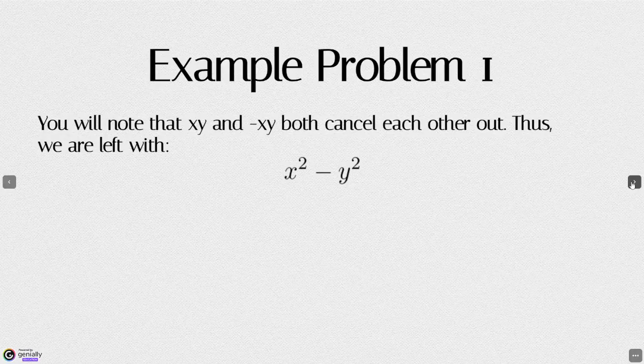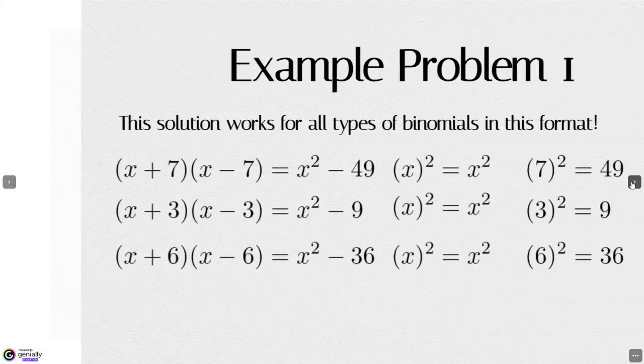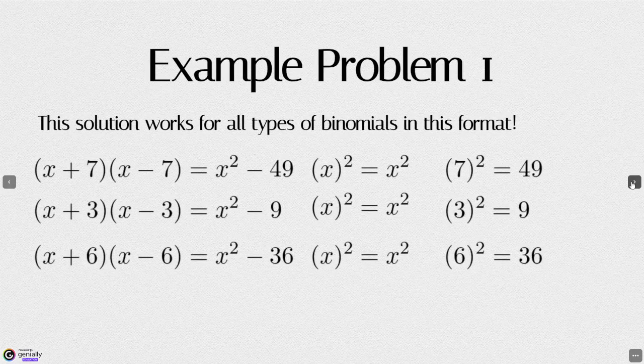Now note, this pattern works for all versions of a perfect square pattern. In other words, you will see that no matter what we input for our values, whether it be x plus 7, x minus 7, x plus 3, x minus 3, x plus 6, x minus 6, we are always left with the answer of x squared minus y squared, or, in these cases, x squared minus 49, x squared minus 9, and x squared minus 36. So, pretty simple.